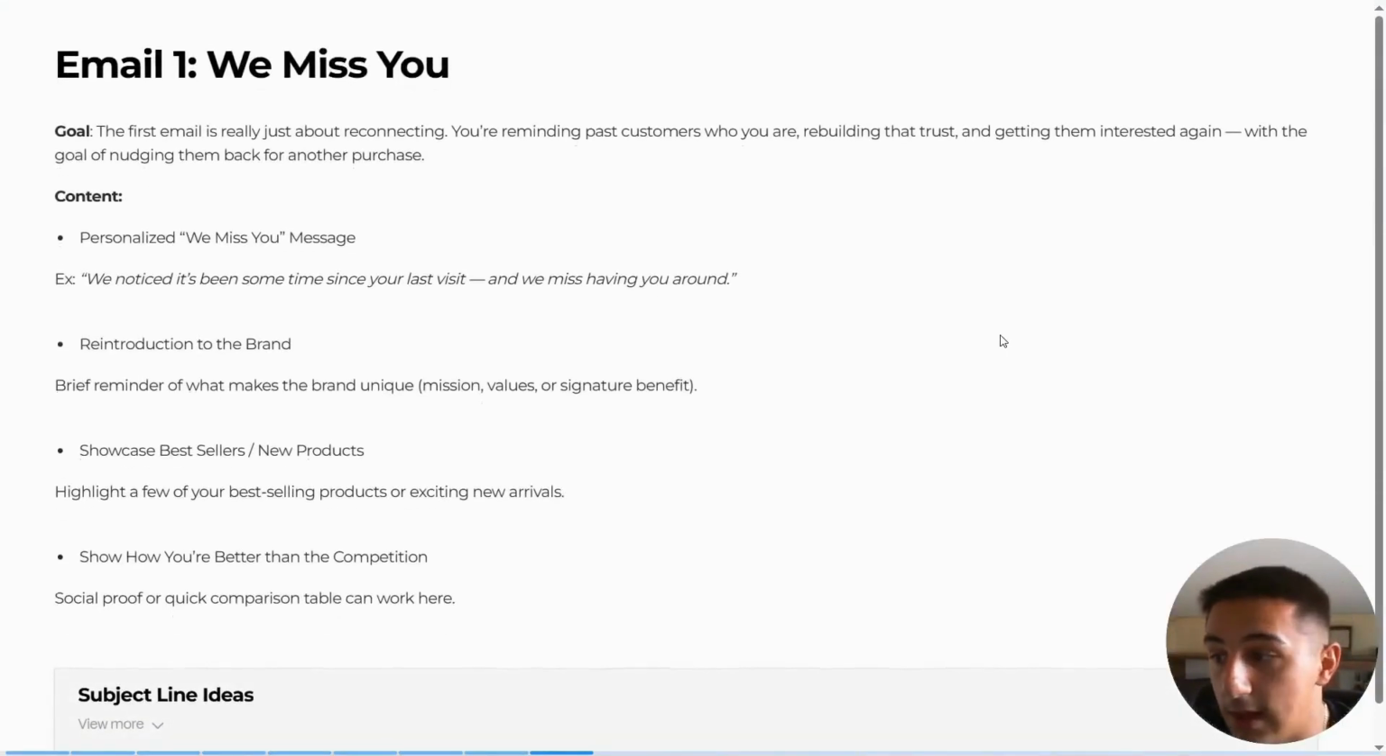Okay, so email 1 is the we miss you. The goal of this first email is really just about reconnecting. You're reminding past customers who you are, rebuilding their trust, and getting them interested again. This is all with the goal of nudging them back for another purchase.